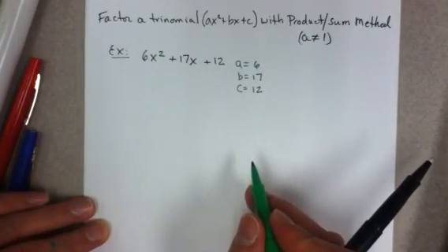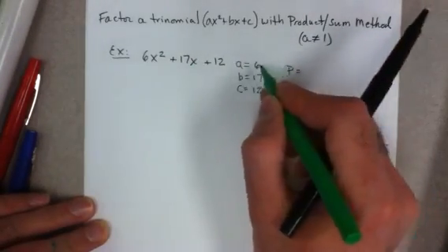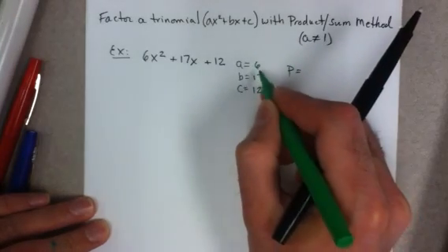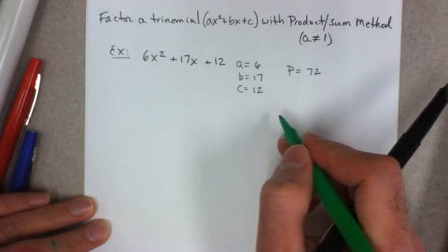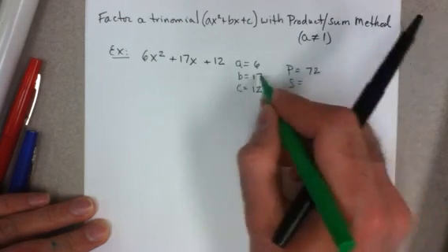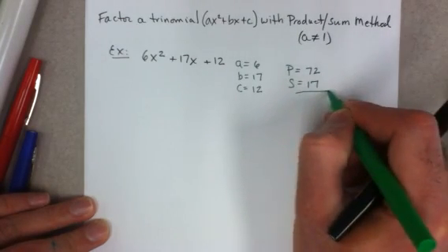So the product sum method works like this. The product is always equal to A times C. So 6 times 12 would be 72. And the sum is always equal to the b value, so in this case 17.